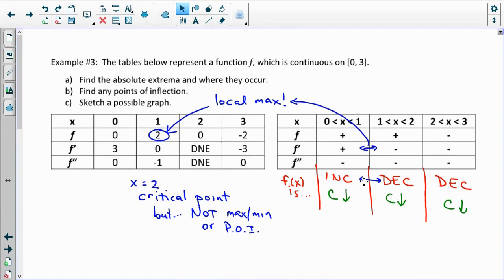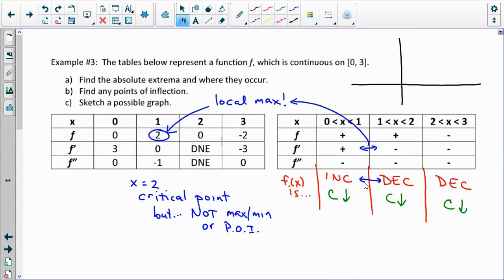So I'm going to sketch a graph of this, and I'm also going to answer the other questions. After I sketch the graph, that may help me answer parts A and B a little bit better. So if I take a look at this graph, I have a point at (0, 0). I have a point at (1, 2). I have a point at (2, 0), and I have a point at (3, -2). So those are points that I know are on the graph.